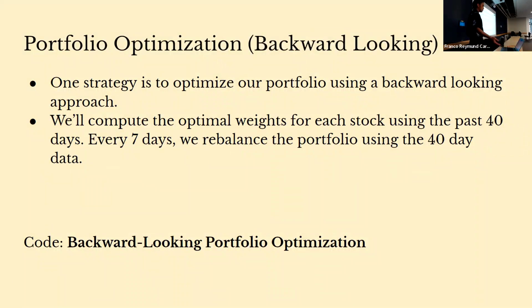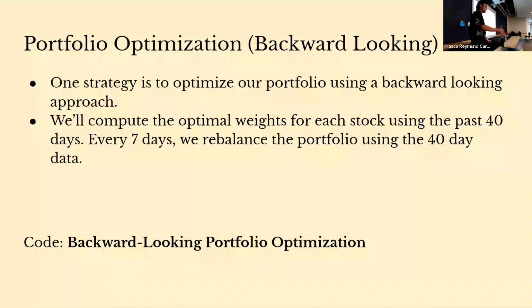Well, one way we can do it is to optimize our portfolio looking backward. So we'll compute the optimal weights of each stock using the past 40 days, right? But then every 7 days, we'll rebalance the portfolio such that when we reassess it, we'll have a new allocation of how the portfolio should be at that given day. So that tells us how much of the stock to sell in one area and how much to buy in another one, right? So every 7 days, we'll change the allocation of our portfolio such that we can keep our risk the same and we'll have the maximized expected return, or we can, again, work to minimize risk.